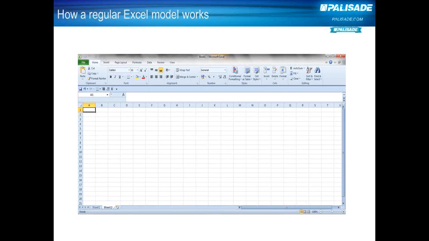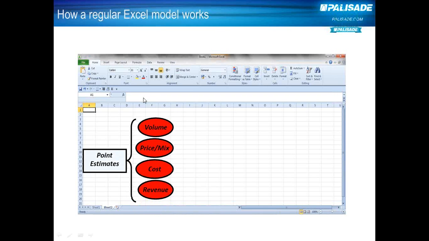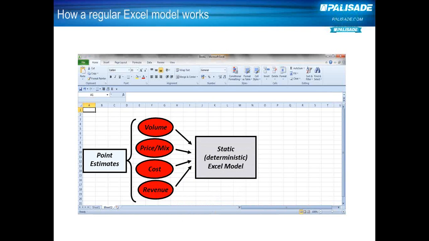modeling. And how a regular Excel model works without @RISK is that we start off with our point estimates. Point estimates might be any one of a number of different variables. Cost and revenue are typically two of the key things from a financial perspective that people look at, but also price, volume, and so on. These point estimates get added in. When I talk about point estimates, I mean a single value. So the cost of my new laptop is going to be £400, or whatever the point estimate is. That gets put in, and it's a single value.